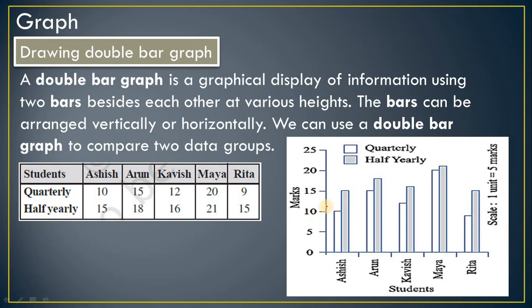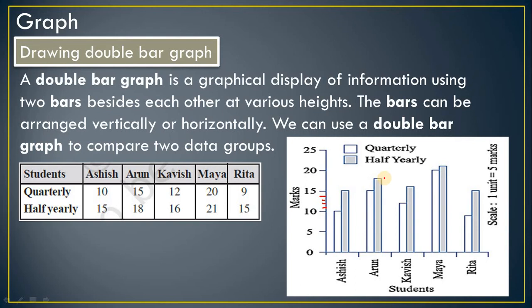Suppose 10 and 15 are there. This value is known as 11. This one is 12, 13, 14, like that you have to assume. So here Maya is there, with 20 and 21 marks. So a very small difference is there. This is 20, and just above 20 is 21. Rita has 9, just below 10, and 15 exactly. So in this way you can easily plot the graph.